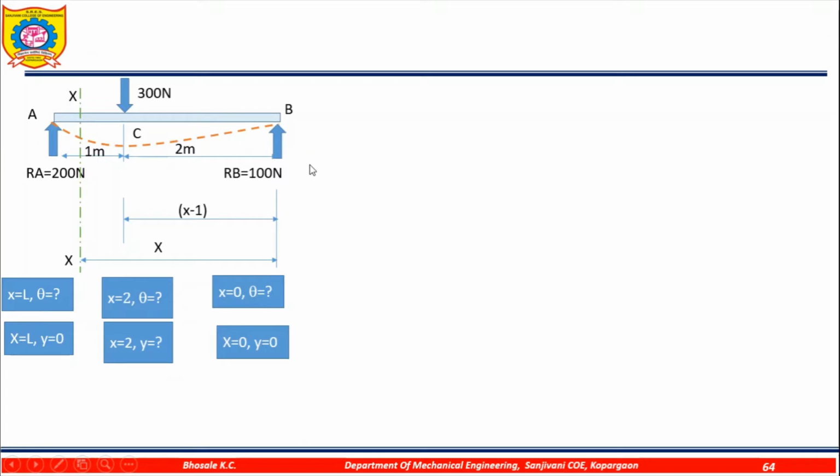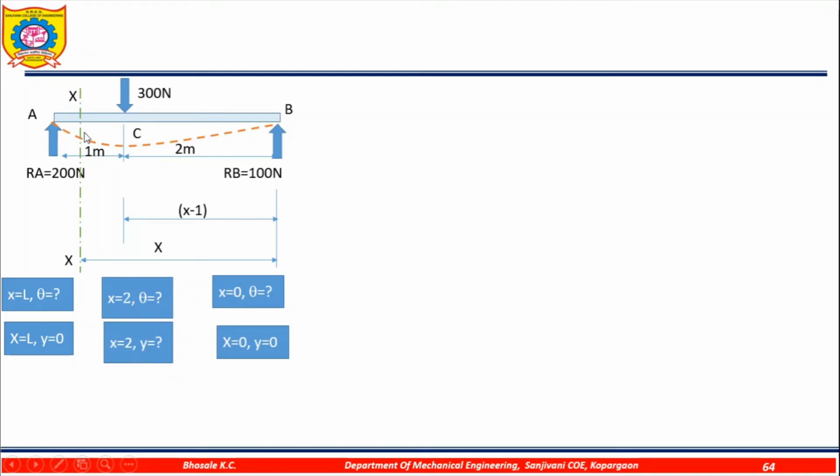Again we use the boundary conditions. At this point B, we are starting from this end, x will be equal to 0. What is the value of slope? We'll find out. We know that when x is 0, deflection y is 0. Similarly, at the point C, when I put x equal to 2, what is the value of slope? Here the slope will not be 0, because we know that the maximum slope will be somewhere between point B and C. So what is the y value?